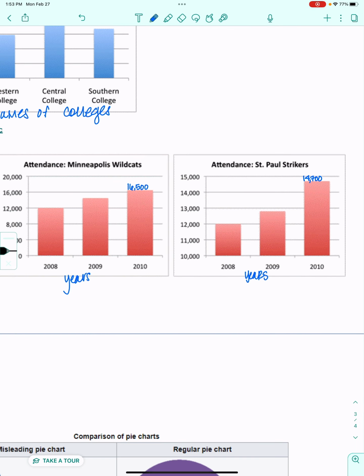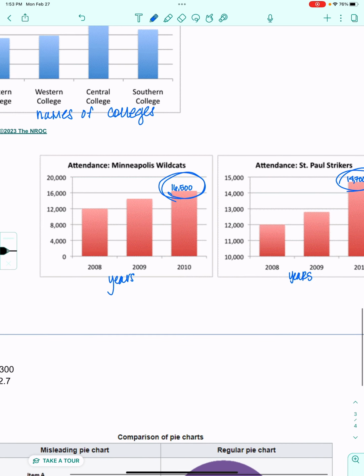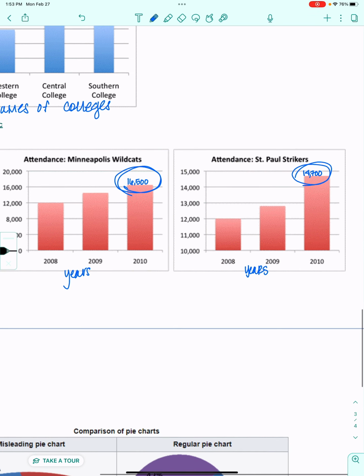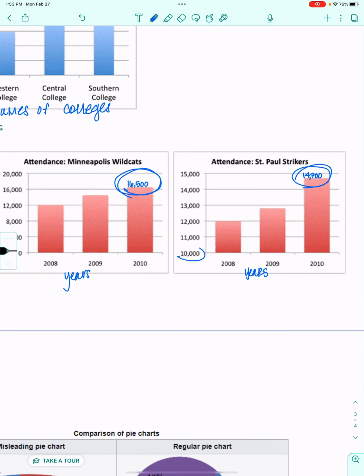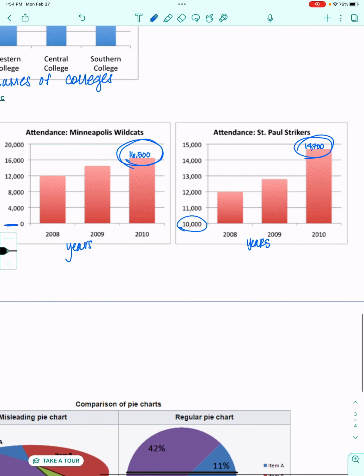So when you look at them, they don't look that far off. But really, the Minneapolis Wildcats had more people attending than the St. Paul Strikers because of the way the graph was scaled. So look out for that. The other thing is the Minneapolis Wildcats start counting at 0. The Strikers start at 10,000. So that makes a big difference too. So make sure you look at those.